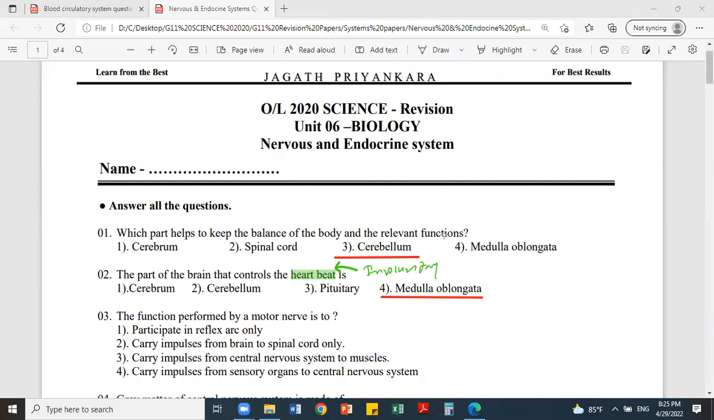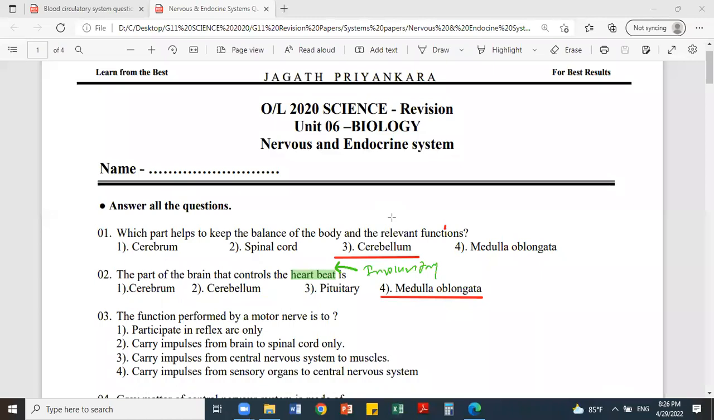Question number 3. The function performed by the motor neuron. Sometimes people get motor neuron disease. There's again a similar disease called muscular dystrophy, and also Parkinson. These cannot be cured. Muscular dystrophy cannot be cured. It's linked with the nervous system, and then you get Parkinson. Motor neuron disease cannot be cured.